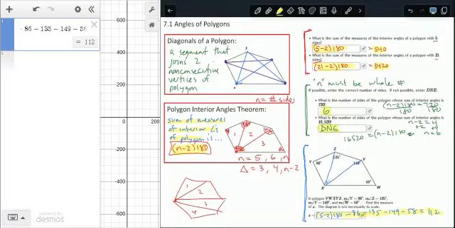All right, so this is the basic formula that we're going to base our work on for the next couple of slides.